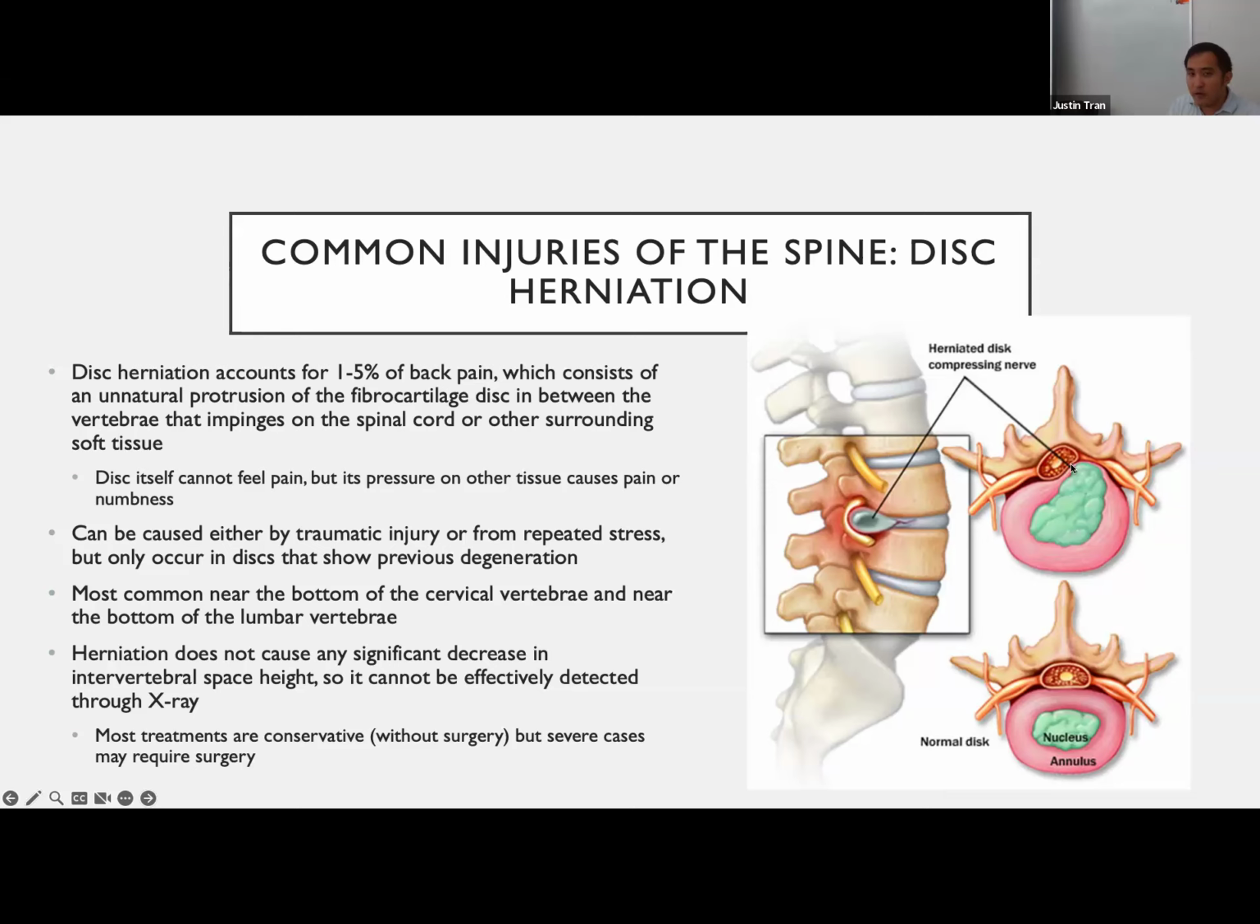The only way that it becomes problematic is if it starts to bulge out enough so that it starts pinching on your spinal cord. Okay. And your spinal cord is a very, very sensitive bundle of nerves, and so any uncomfortable pressure or force on it, you're going to feel it, and it's going to be extremely painful. Okay. And so a disc herniation could either be caused by traumatic injury, some kind of acute injury, or repeated stress.